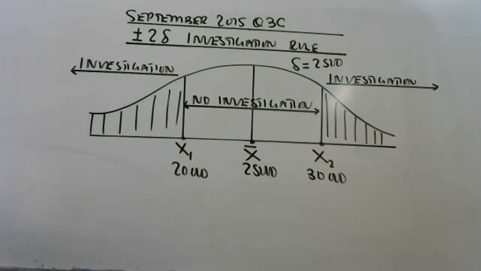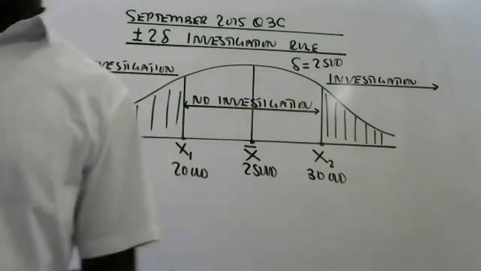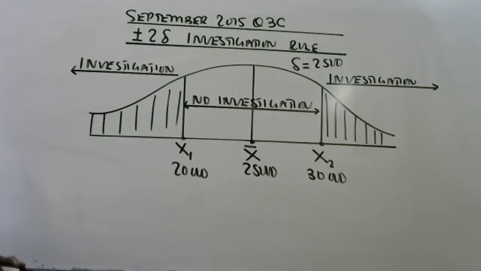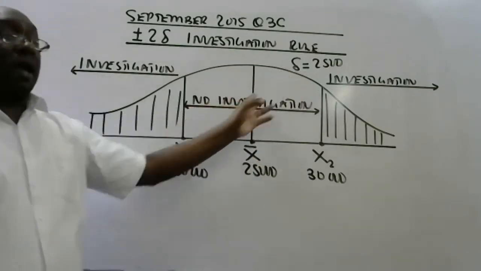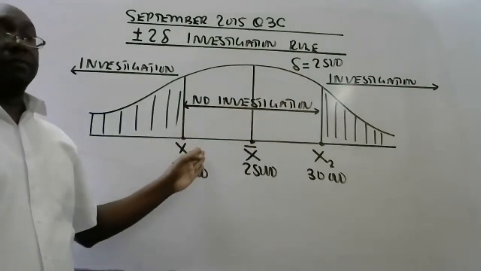So that is what is now called the investigation rule. When I say the rule is defined, I mean those boundaries. That is how we know which region to investigate and which region not to investigate. We know from the normal distribution how to compute the mean, the standard deviation, and the confidence interval. This is an interval.